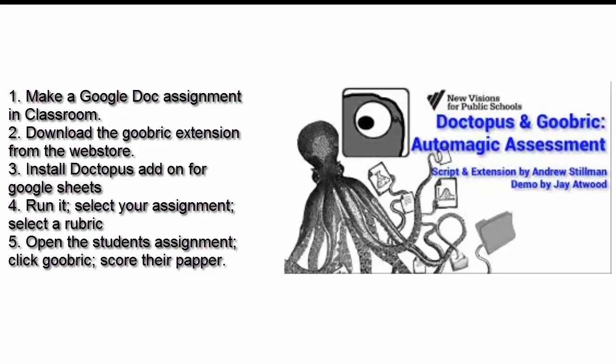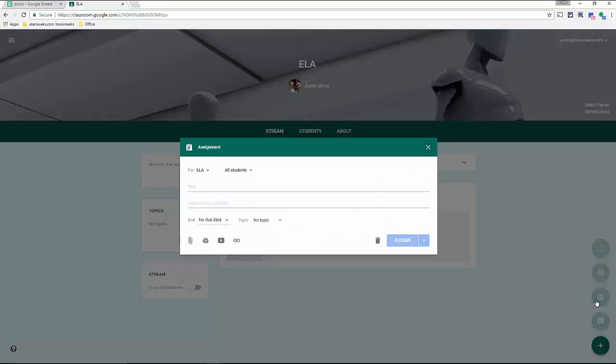Then we download the Goobric extension from the Chrome Web Store. We install and run the add-on Doctopus on a Google Sheet. We select our assignment. We select a rubric that we want to grade it by. And then just by using Goobric, we can paste that rubric on top of a Google document. It sounds convoluted, but hopefully I can demonstrate it in a way that makes sense.